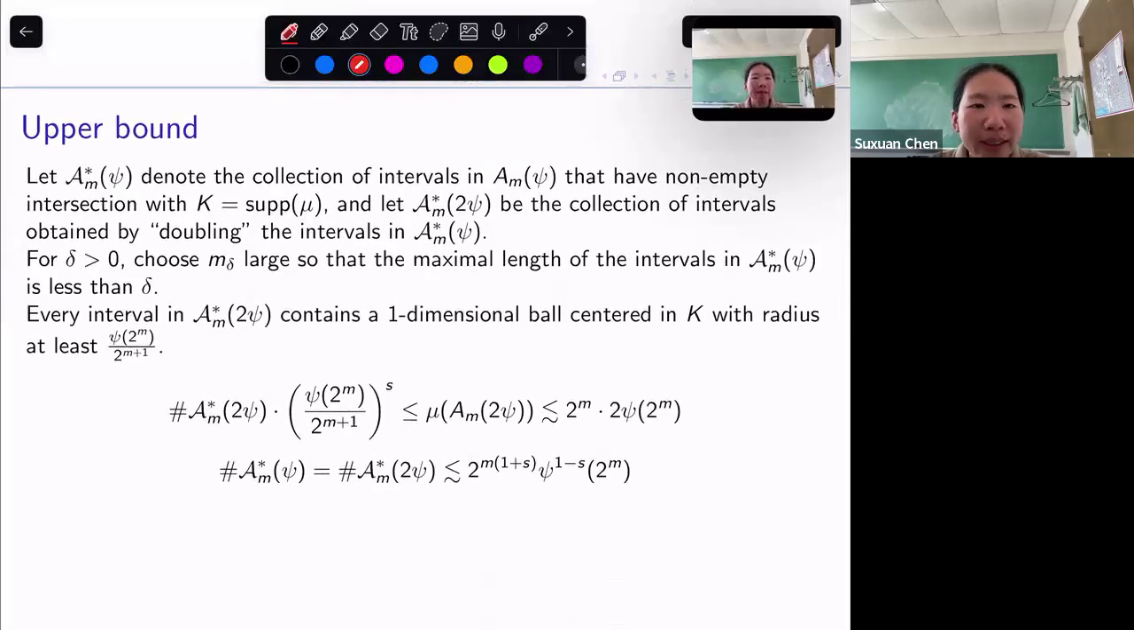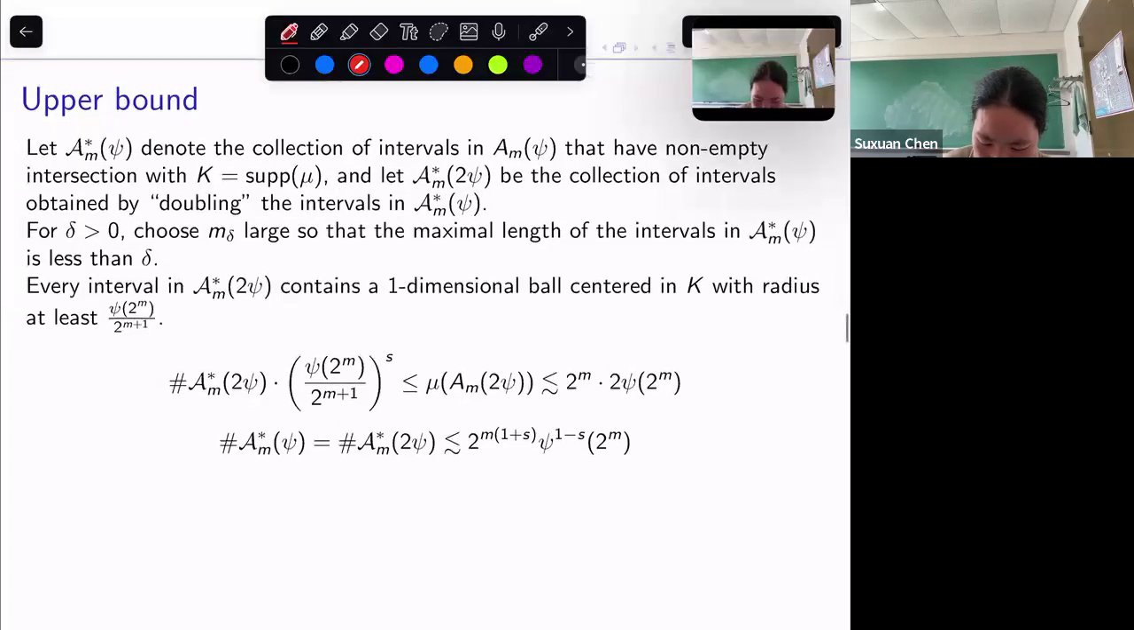Okay, we let AM psi star denote the collection of intervals in AM psi that have non-empty intersection with the self-similar set K, which is the support of mu. And we let AM star 2 psi be the collection of intervals obtained by doubling the intervals in AM star psi. So let me draw a picture to illustrate this.